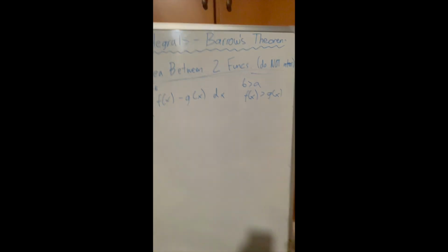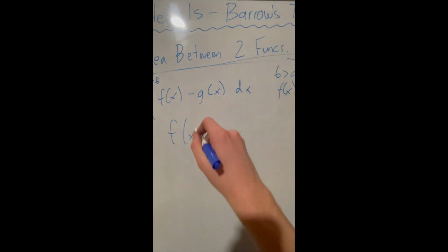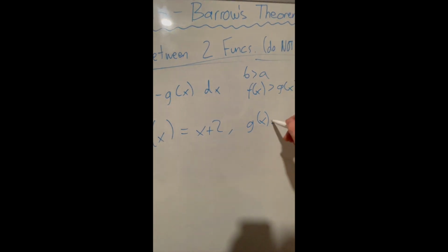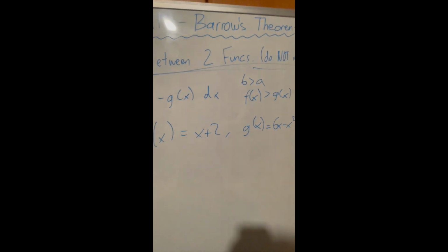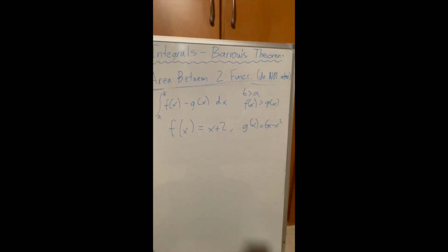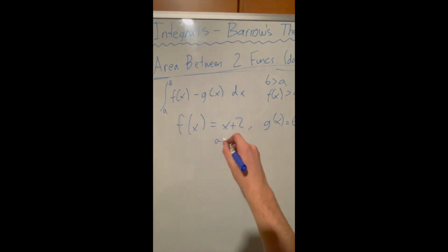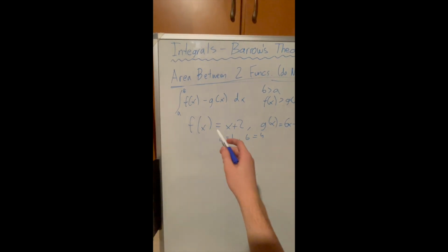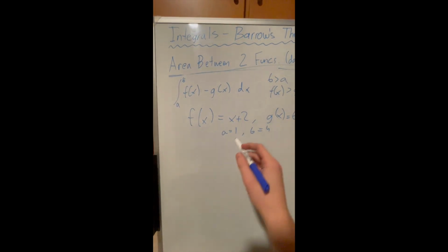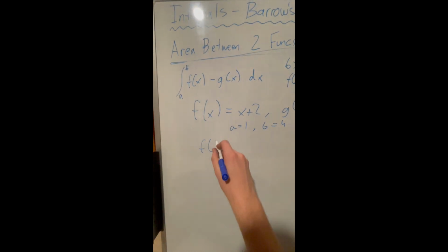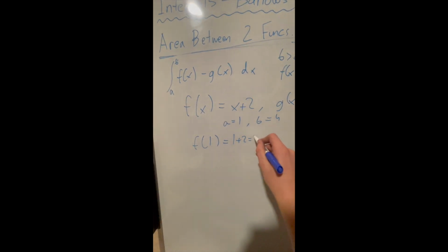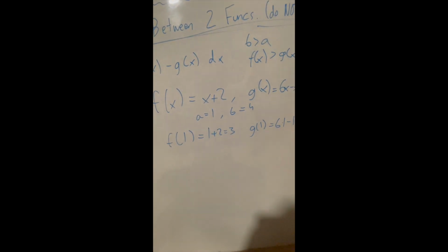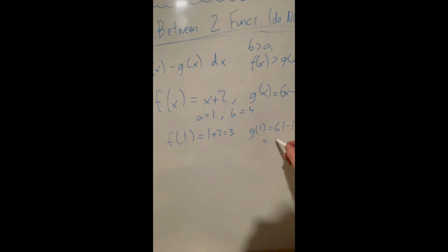Let's solve another exercise. Our f of x is going to be x plus 2, and our g of x is going to be 6x minus x squared. And we're going to be solving it between a equals 1 and b equals 4. So first we have to make sure that f of x is greater than g of x. So let's apply it to 1. F of 1 is equal to 1 plus 2, which is equal to 3. And g of 1 is equal to 6 times 1 minus 1 squared, which is equal to 6 minus 1, which is 5.